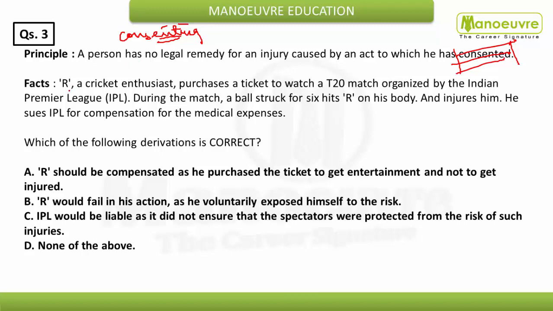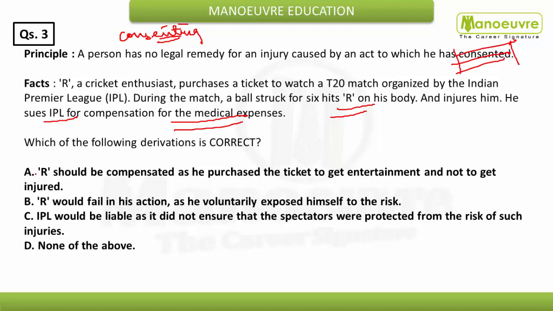The facts of the case go: R, a cricket enthusiast, purchases a ticket to watch a T20 match organized by the Indian Premier League, that is your IPL. During the match, a ball struck for 6 hits R on his body and injures him. He sues IPL for compensation for the medical expenses. Which of the following derivations is correct? Now this is the direct application. When you are purchasing a ticket for IPL, you permit such injuries, you permit such risk.